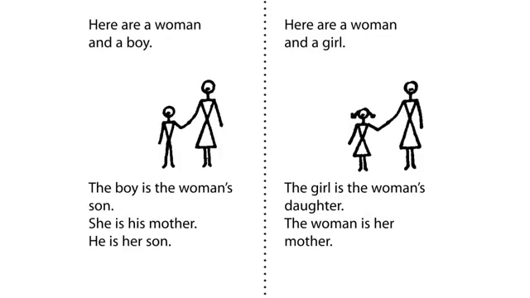Here are a woman and a boy. The boy is the woman's son. She is his mother. He is her son. Here are a woman and a girl. The girl is the woman's daughter. The woman is her mother.